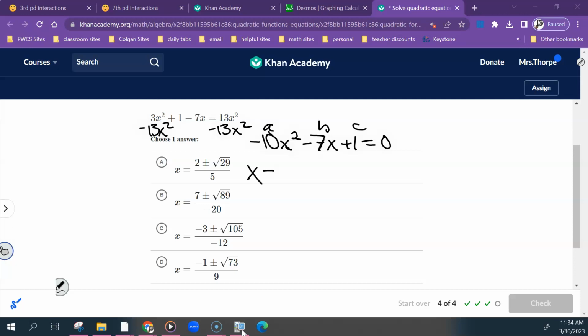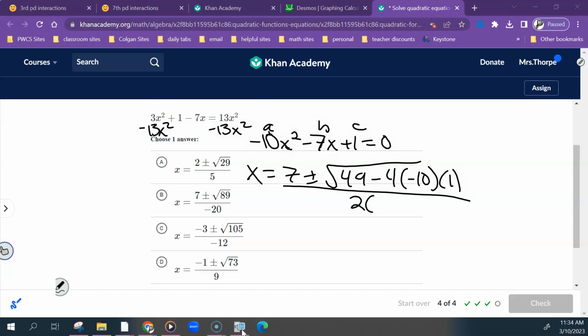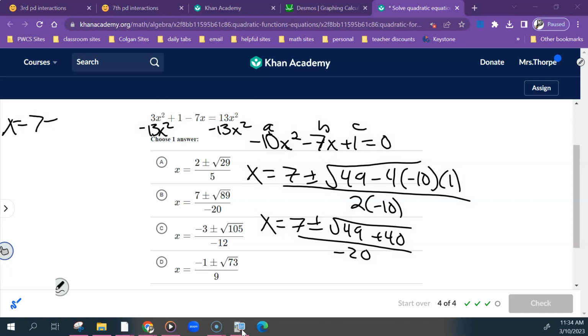Okay, let's try that again. 7 plus or minus the square root of 49 minus 4 times negative 10 times 1, all over 2 times negative 10. So we have 7 plus or minus 49 plus 40. And if we add the 2 in the square root, we get 89.